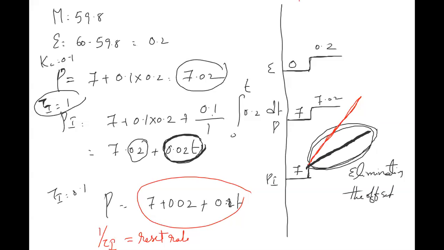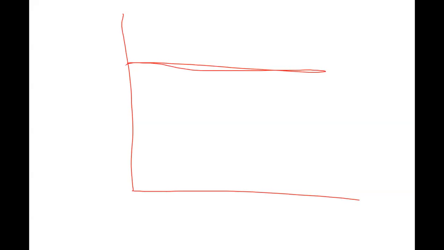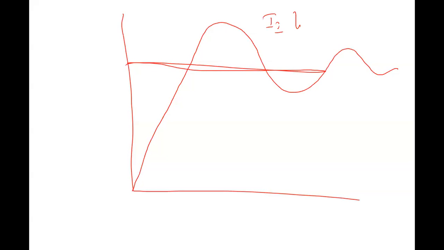TI and KC, all these values you have to tune during the plant operations. We can't say which TI is good or which TI is bad. Suppose one thing we can say is, suppose this is my ultimate value. When TI is high, this is how the system behaves.